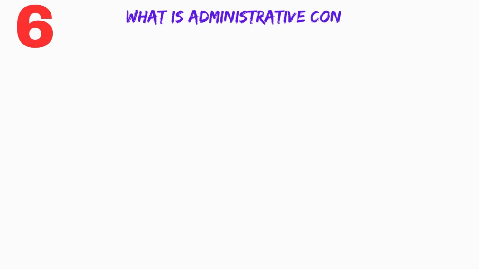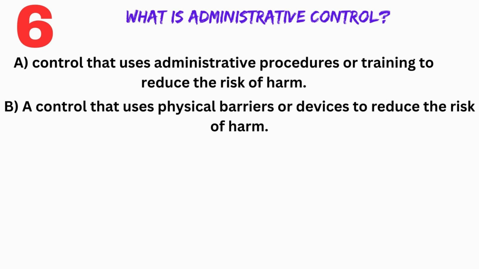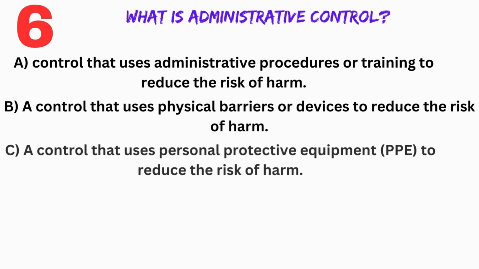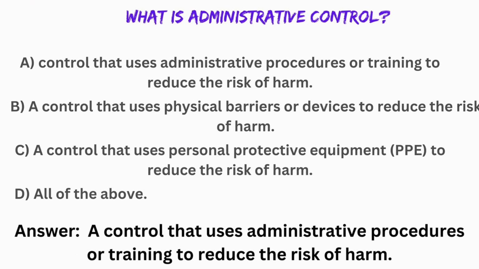Question 6. What is administrative control? A. A control that uses administrative procedures or training to reduce the risk of harm. B. A control that uses physical barriers or devices to reduce the risk of harm. C. A control that uses personal protective equipment, PPE, to reduce the risk of harm. D. All of the above. Answer: A. A control that uses administrative procedures or training to reduce the risk of harm.